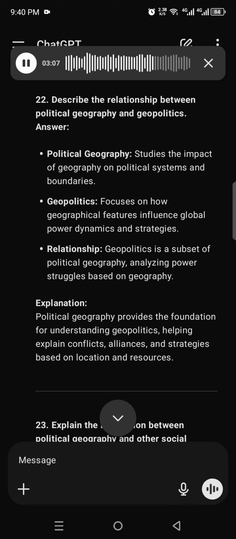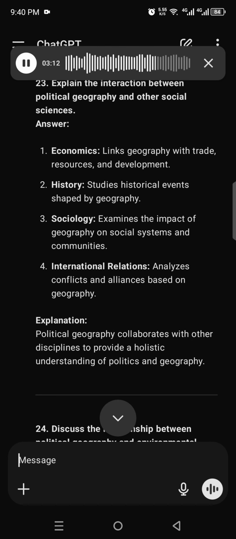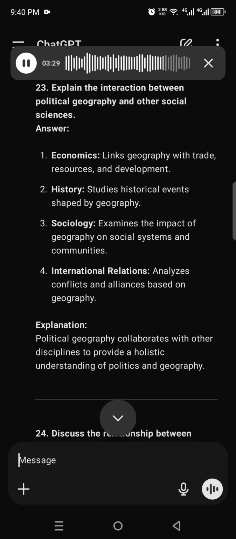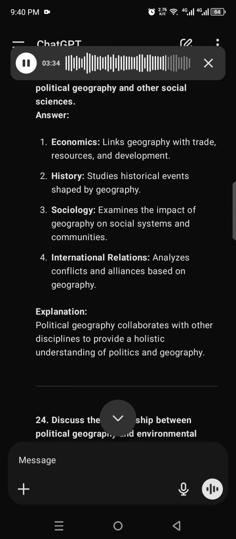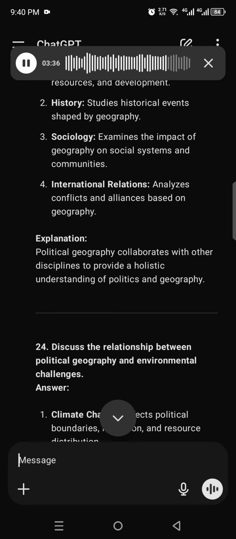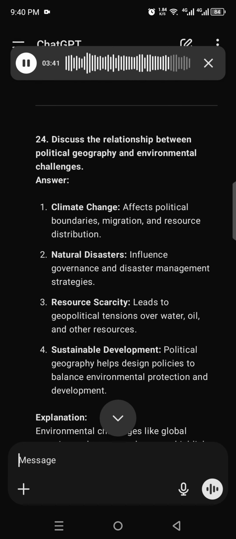23. Explain the interaction between political geography and other social sciences. Answer. 1. Economics. Links geography with trade, resources, and development. 2. History. Studies historical events shaped by geography. 3. Sociology examines the impact of geography on social systems and communities. 4. International relations analyzes conflicts and alliances based on geography. Explanation. Political geography collaborates with other disciplines to provide a holistic understanding of politics and geography.